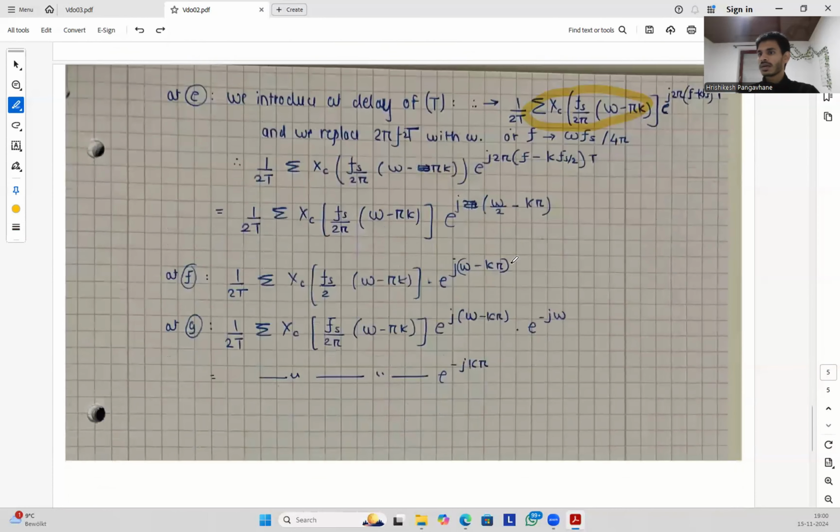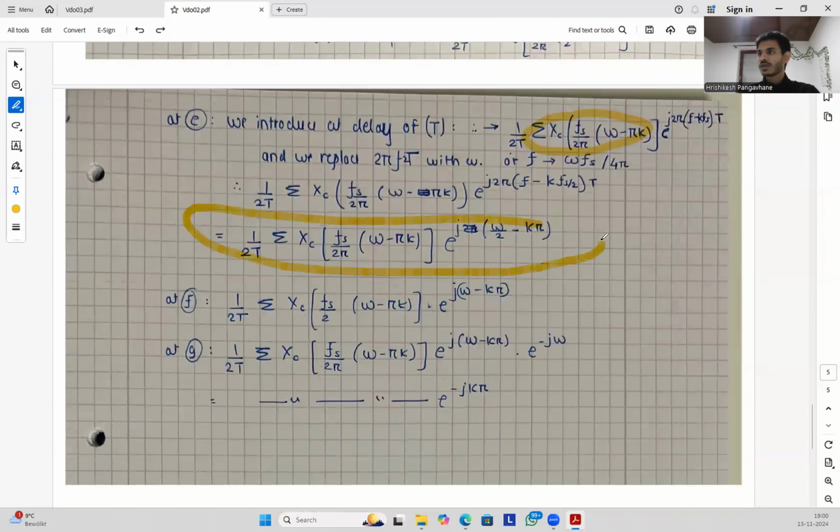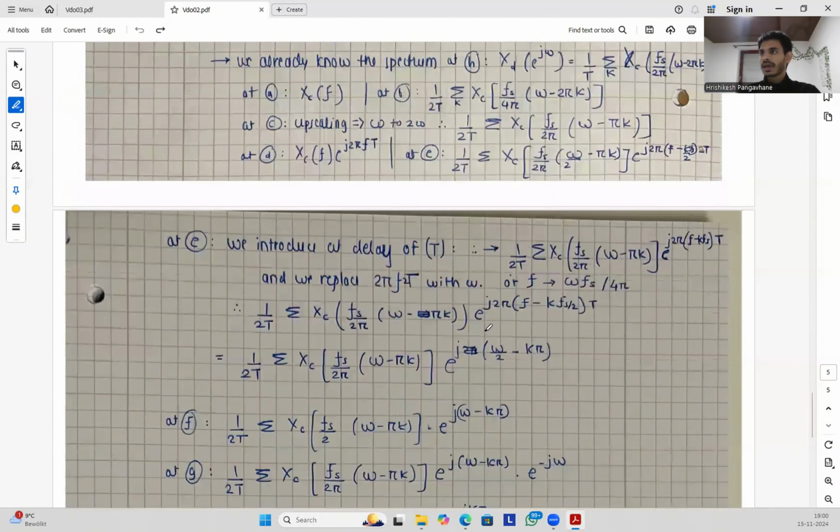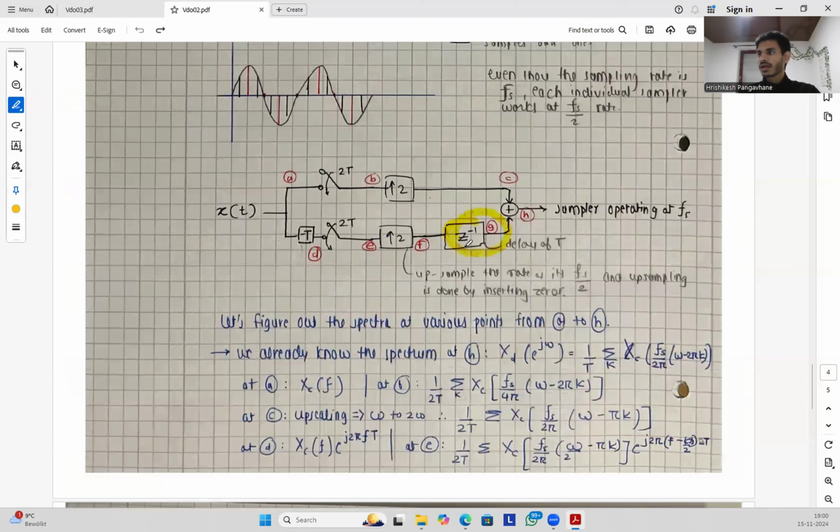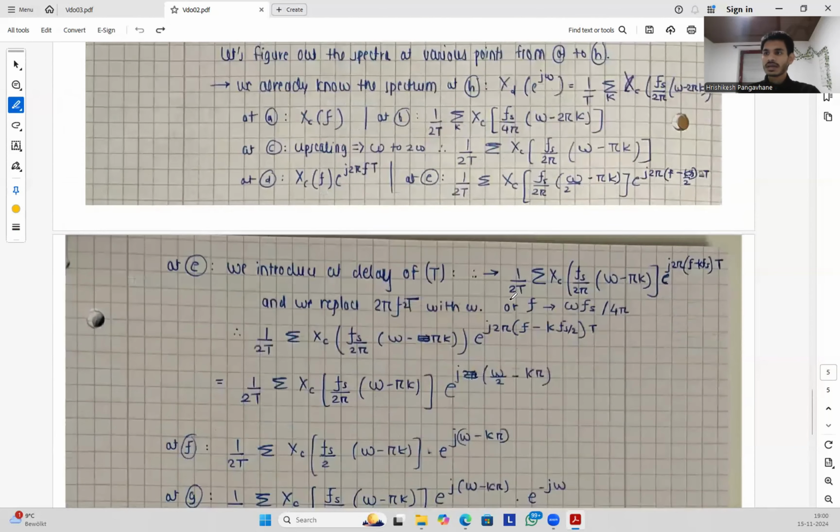So basically, this is what we get when we solve this, and when we upscale it, when we replace frequency by omega fs by 4 pi. So this is what we get. And then at F we just upscale omega by 2 omega, and then we advance the signal by t. So again we have to take it back when we add it. So we introduce a delay of t by introducing a z to the power minus 1. We'll talk about it later on.